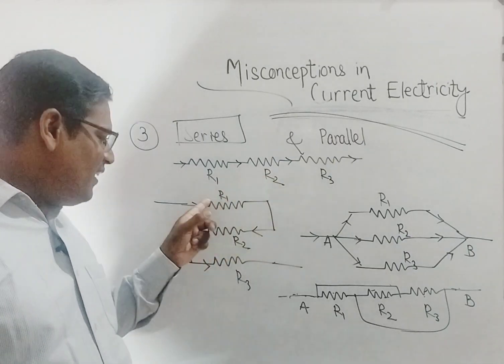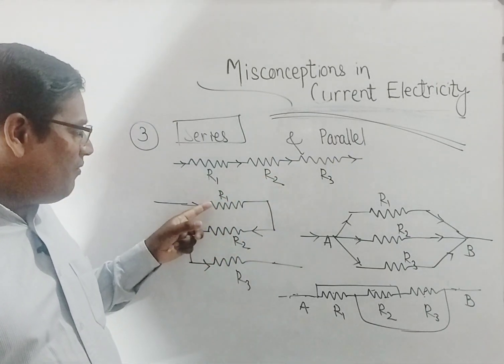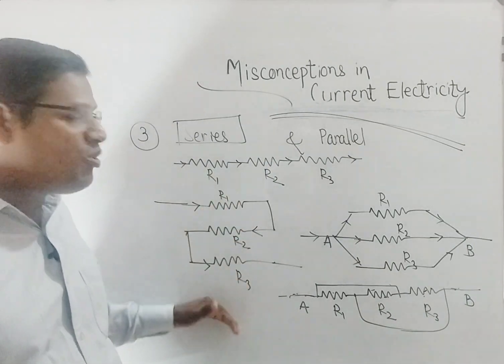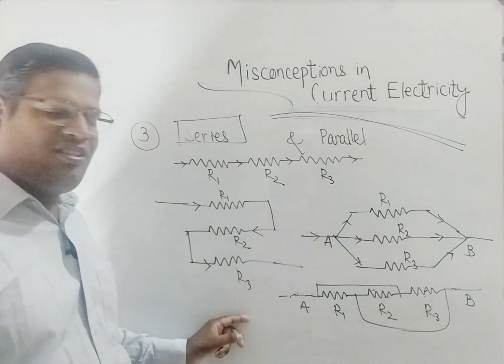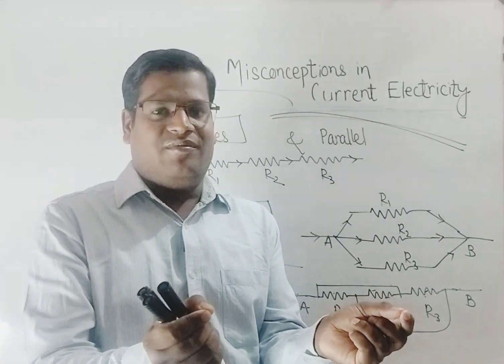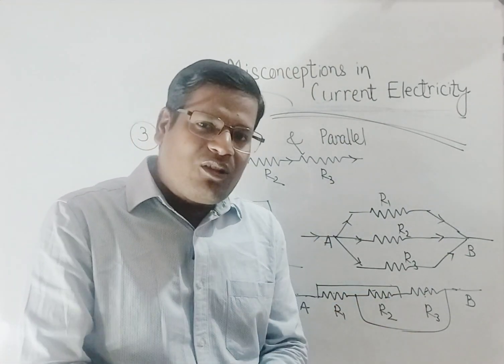This is series, this is also series. Although one may feel tempted to say that this is parallel. No, it's not about how it looks, it is about how the current flows. Similarly, parallel means the same potential difference exists between all three of them. It's not about how they look.